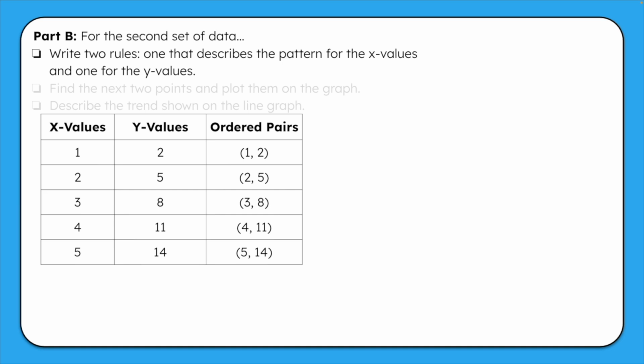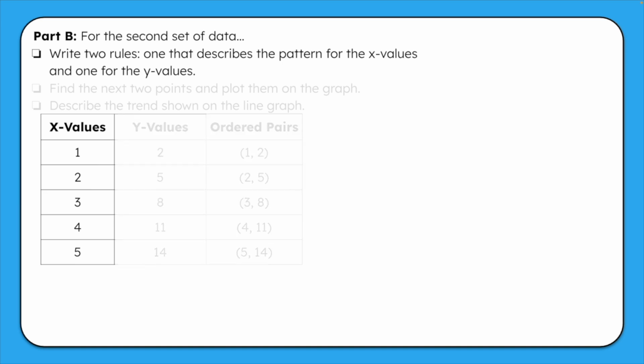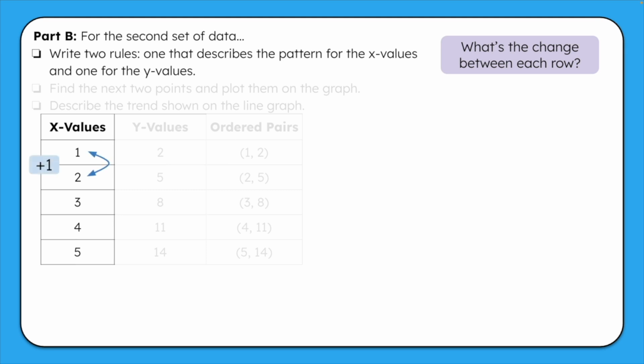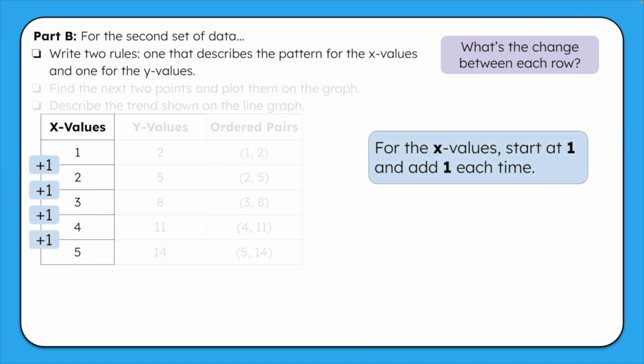Let's focus on the x values first. To find the pattern, we ask ourselves, what's the change between each row? From 1 to 2, we increase by 1. Is the same true from 2 to 3? Yes, and all the way down the table. So, for the x values, we start at 1 and add 1 each time.